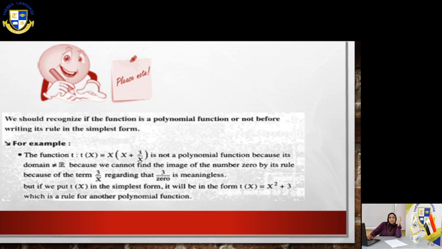And we studied before that 3 over 0, or any number over 0, is meaningless. But if we put the function in the simplest form, it will be x to the power 2 plus 3. This is the rule for another polynomial function. Let's move to slide number 6.